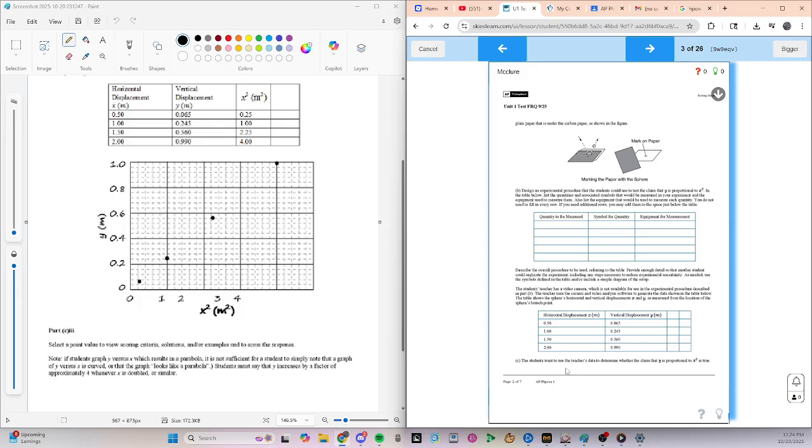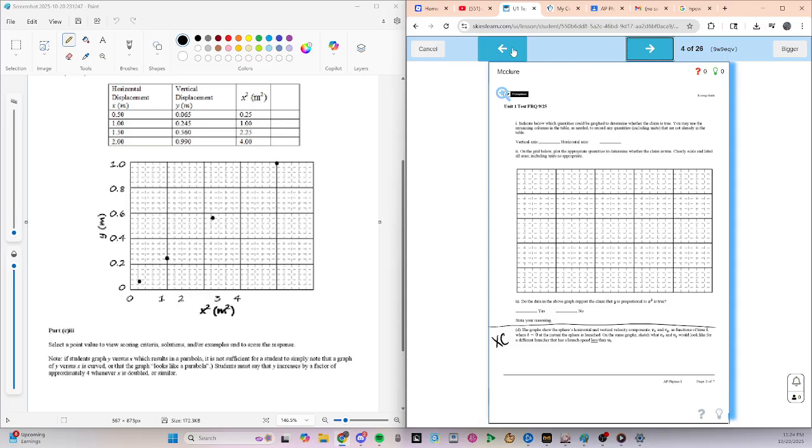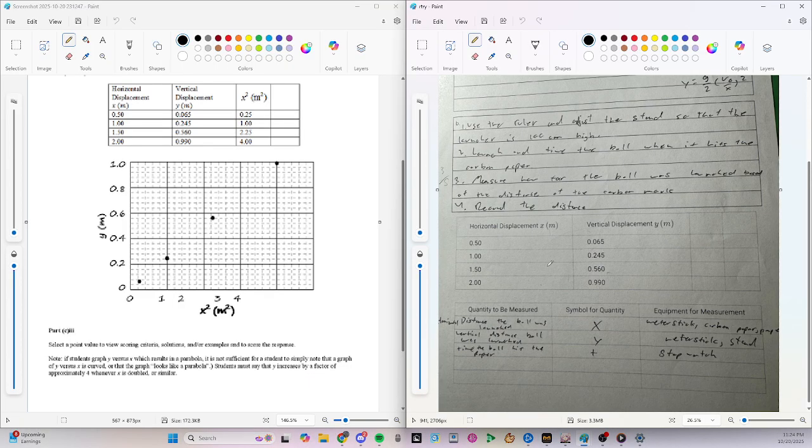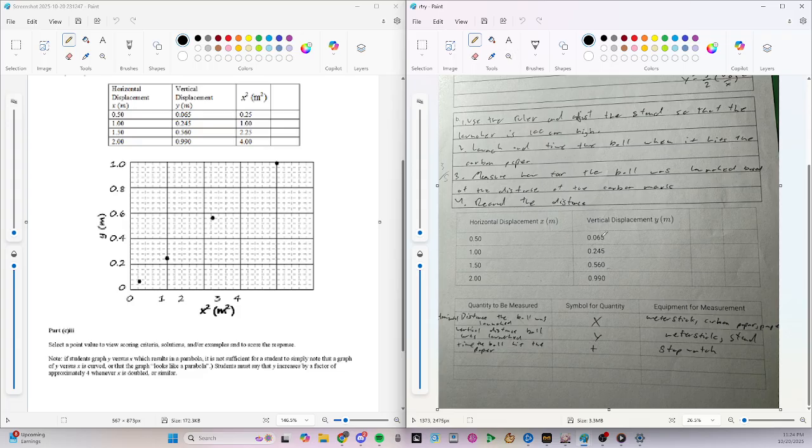The student wants to use the teacher's data to determine whether the claim that y is proportional to x is true. To do this, you would just change the x right here into x squared, in meters squared. So that would change this to 0.25, 1, 2.25, and then 4. And that's just from squaring this.